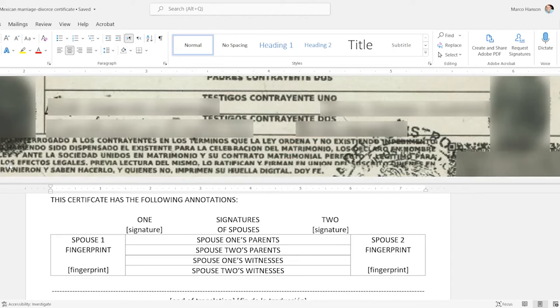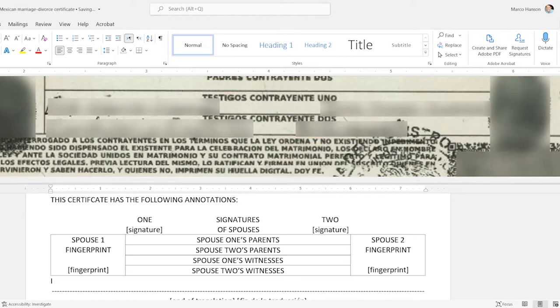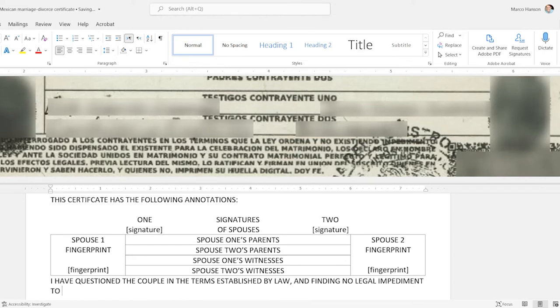But doing it in writing, I have time to workshop it and massage it and put things in different order without adding or subtracting anything. And this is the paragraph I came up with. I'm just going to copy it off of my printout here. I have questioned the couple in the terms established by law and finding no legal impediment to performing their marriage.